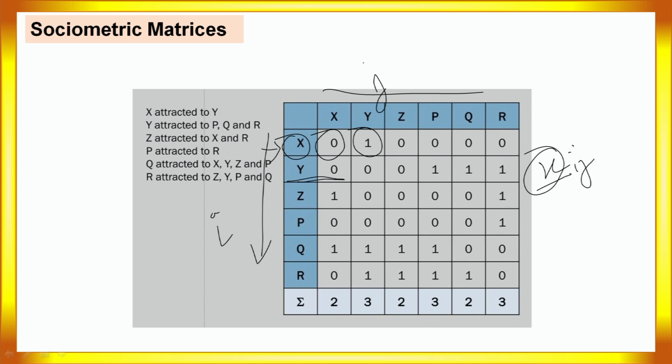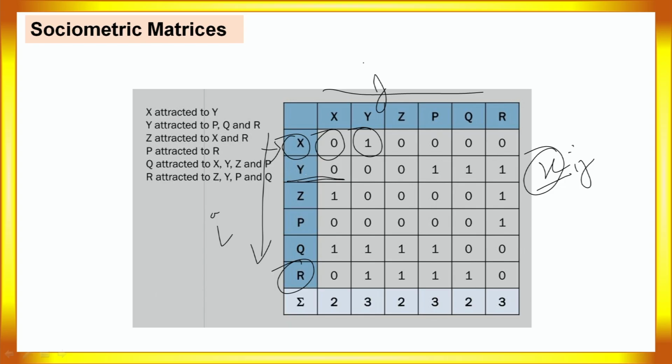Now, mutual interaction is the case where both X and Y choose each other. Like if you come to the last row, that is the person R. Here, when you look into the choice status of R with Y, you will find that R chooses Y.